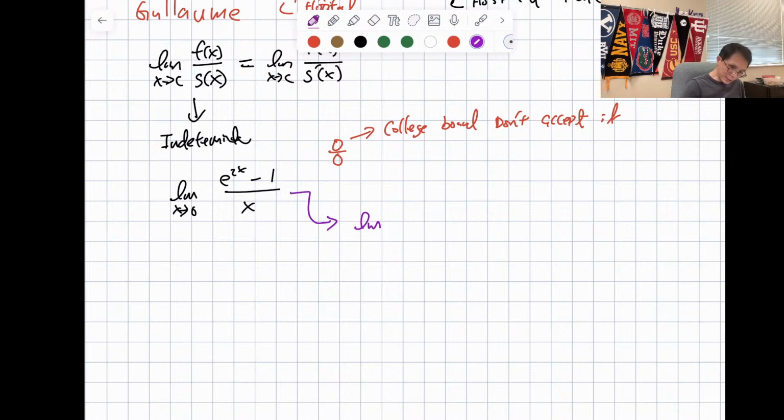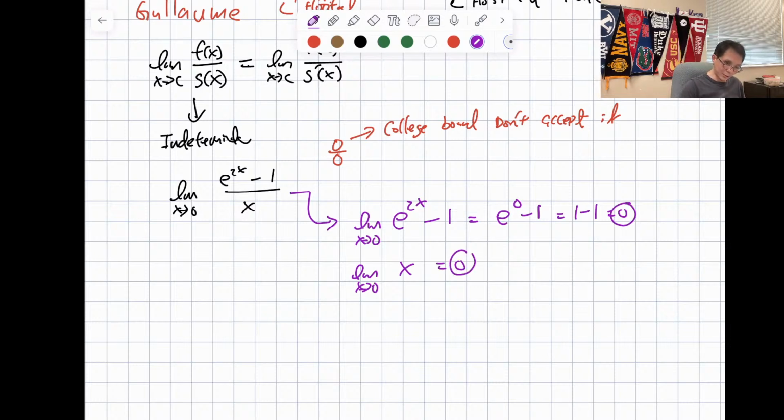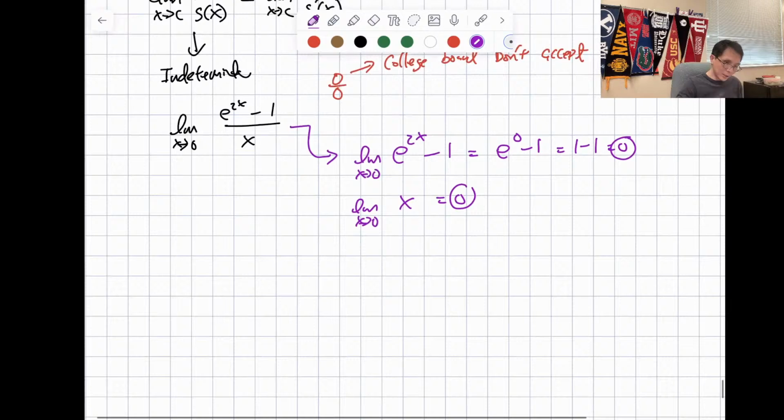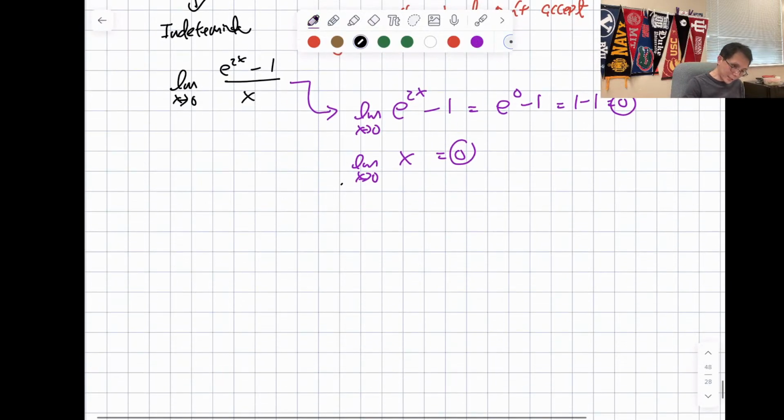You say the limit as x approaches 0 of e to the 2x minus 1 is equal to e to the 0 minus 1, which is 1 minus 1, equal to 0. And the limit as x approaches 0 of x is equal to 0. So you have this 0 over 0. You cannot just write down 0 over 0 like that. You have to write down that the numerator approaches 0 and the denominator approaches 0. Then you can say, by L'Hopital's rule.